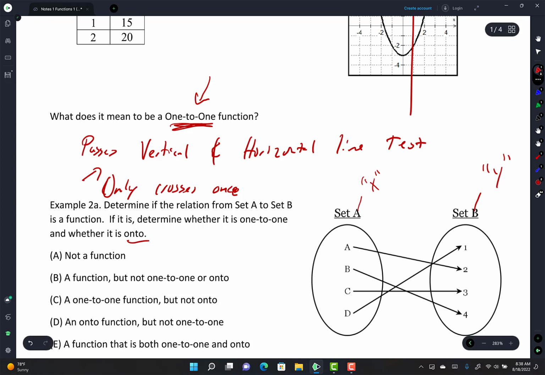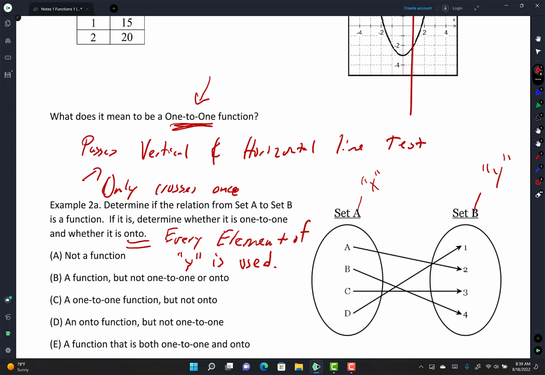Okay, the word onto means every element of Y is used. And I don't know why it's writing like that. I think I need to reset it. Every element of Y is used. That's all it means. So I would do the onto first, and I'm going to look to see if every element has an arrowhead to it. Does every element on set B have an arrowhead to it?